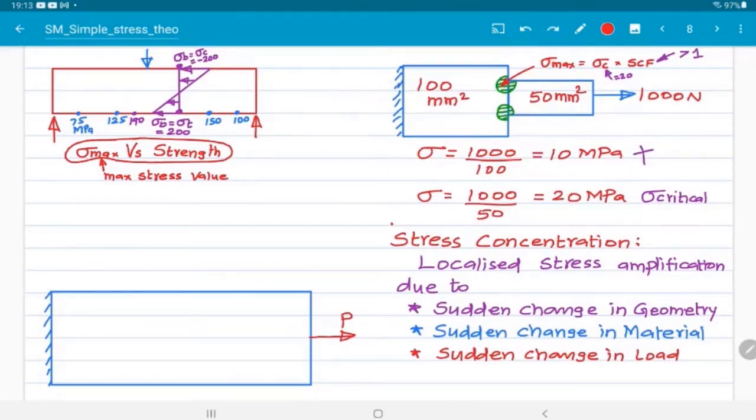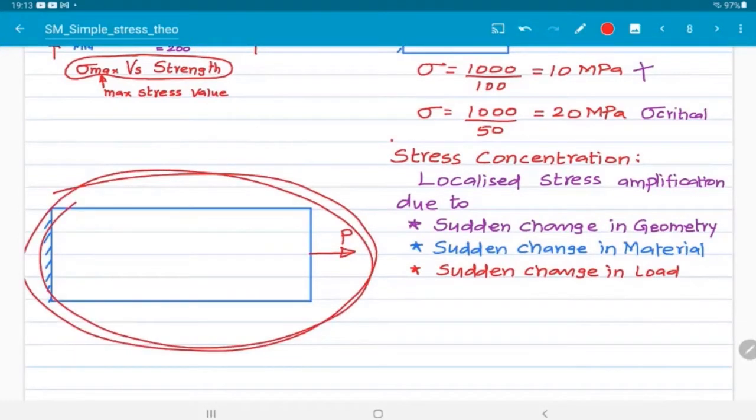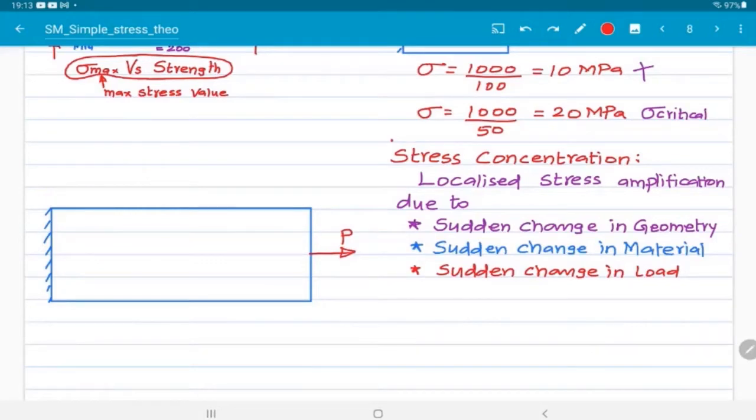Sir, what do you mean by sudden change in load? See, it is a uniaxial bar with a uniform cross section from left end to right end. Now tell me, what is the value of load acting at this point? Say we are applying a point load here. What is the load applied in this particle? Nothing, zero.